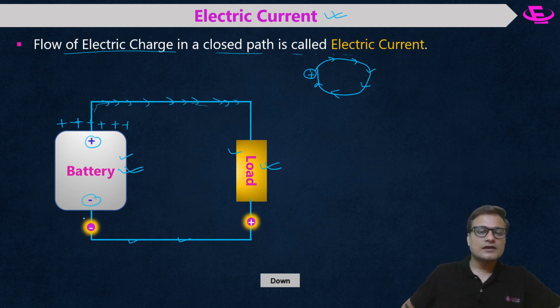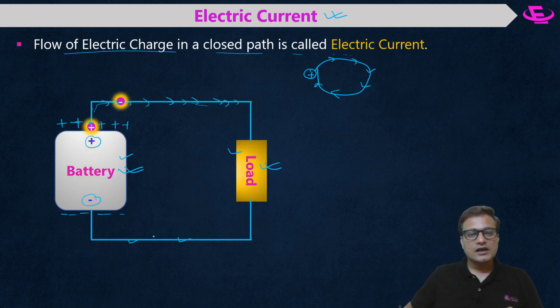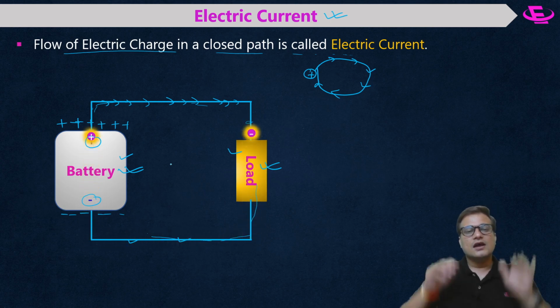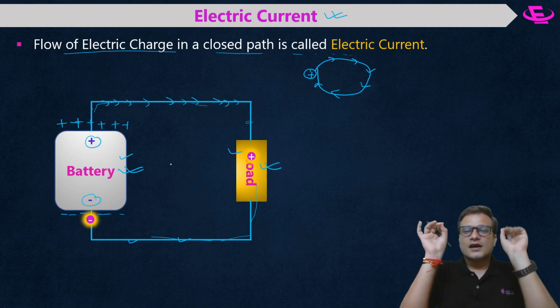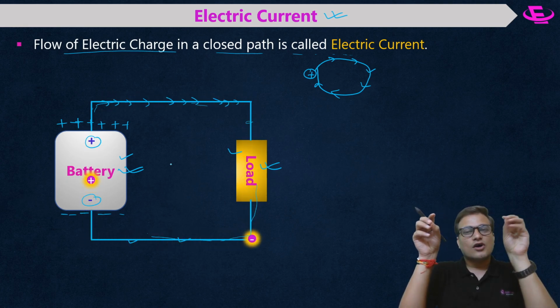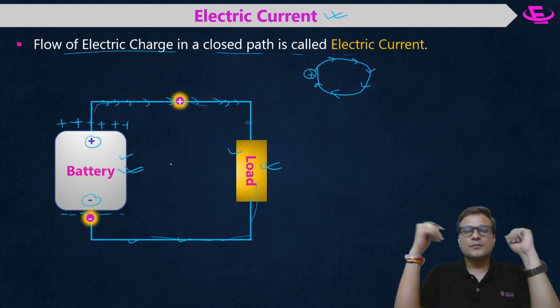Now if you look at the negative charge, negative charge is also coming out through the negative plate of the battery. Now you can see the direction of negative charge. Negative charge is traveling like this. Clear? Now both are called electric current. Whether it is positive charge or negative charge, if it is flowing, then it is called electric current.